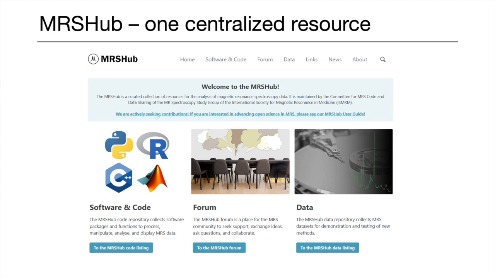Another initiative has been the foundation of the Committee for Code and Data Sharing, with the mission to promote collaborative research and the exchange of code and data. Disclosure, I'm a current member of that committee. We have created the MRS Hub, a centralized resource for the MRS community to provide a curated open source software and code collection, a forum as a community space to discuss and collaborate, and a collection of datasets that other people can benefit from and do exciting things with. If you find yourself looking for guidance or a particular solution to a problem, join the community and ask an expert.